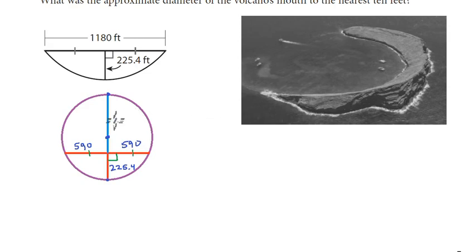If I'm going to look for x here, we know that if these two are chords inside of a circle, then this equation is true: 590 times 590, which are the two line segments of the first chord, must be equal to 225.4 times x. And if we can solve for x, we'll add it to 225.4 to give us the diameter. So let's go ahead and crank this out.